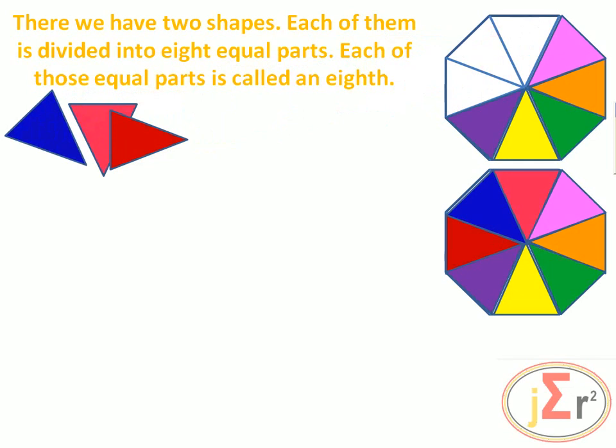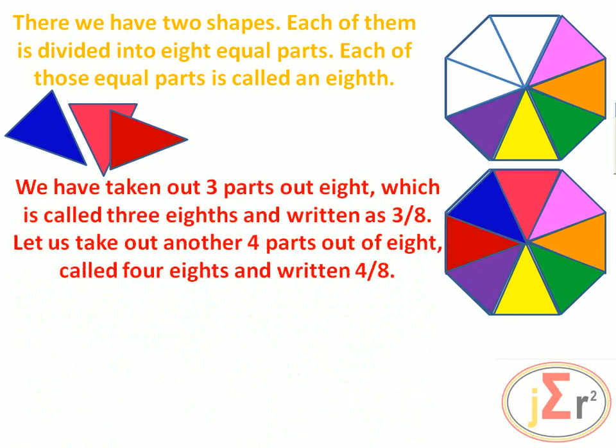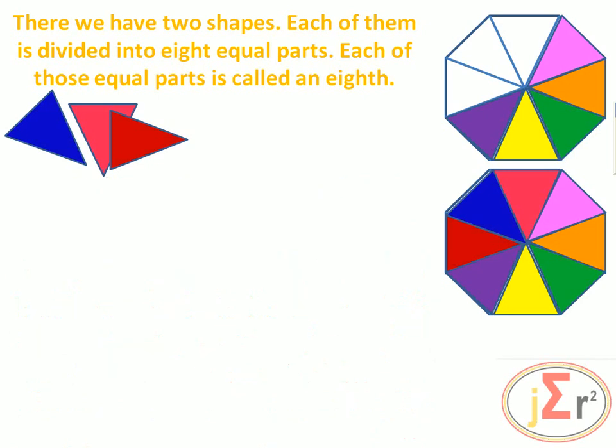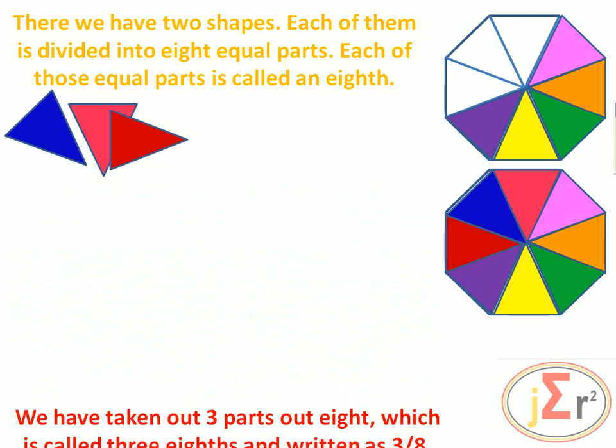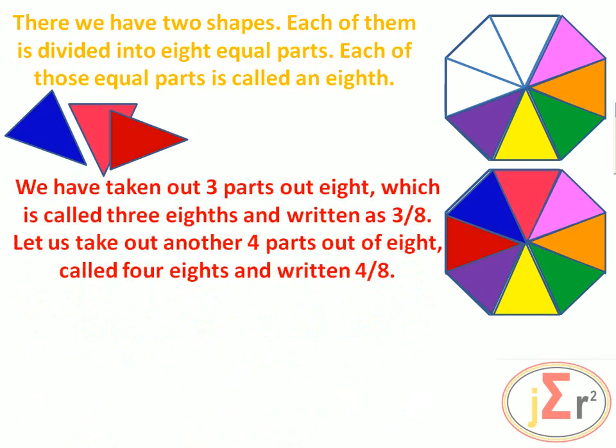How many parts have we taken out of the first, Jerry? 3. And that is representing 3 eighths. How many eighths? 3 eighths. Right, or 3 parts out of 8 equal parts. We have taken out 3 parts out of 8, which is called 3 eighths, and written as 3 over 8. Let us take out another 4 parts out of 8, called 4 eighths, and write 4 out of 8.